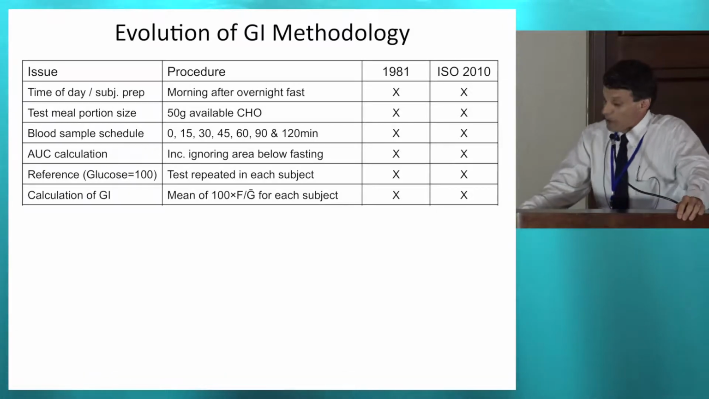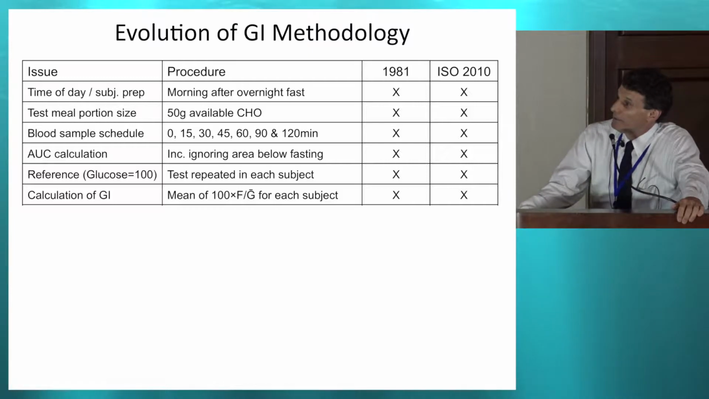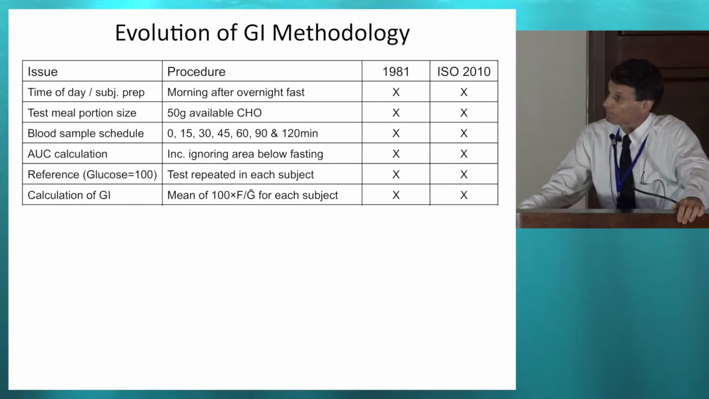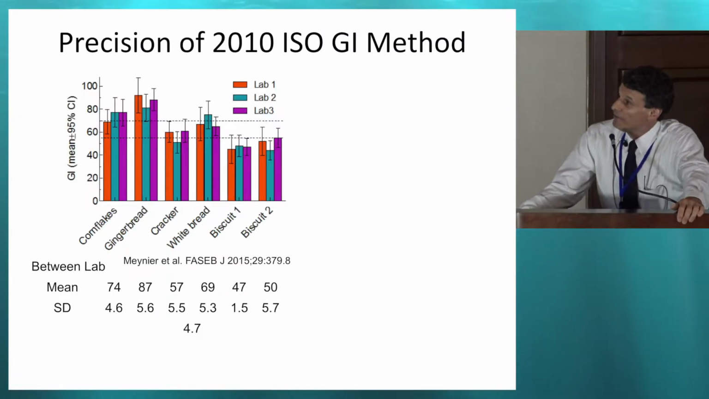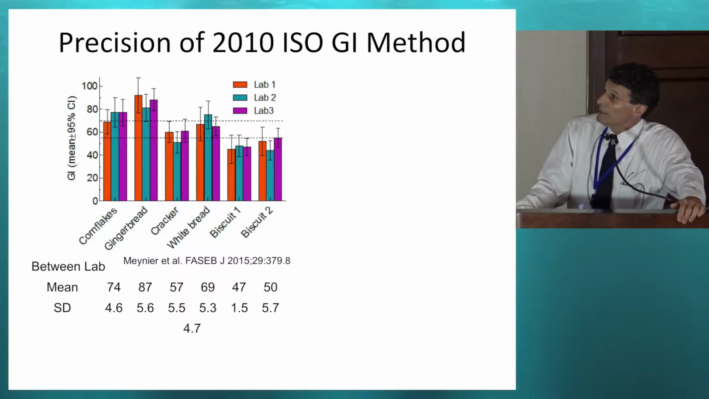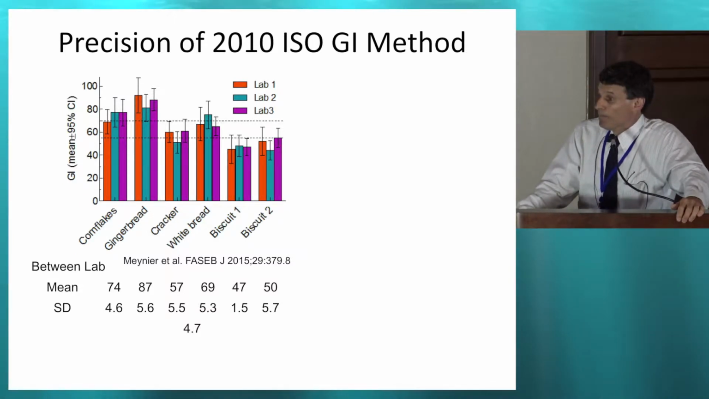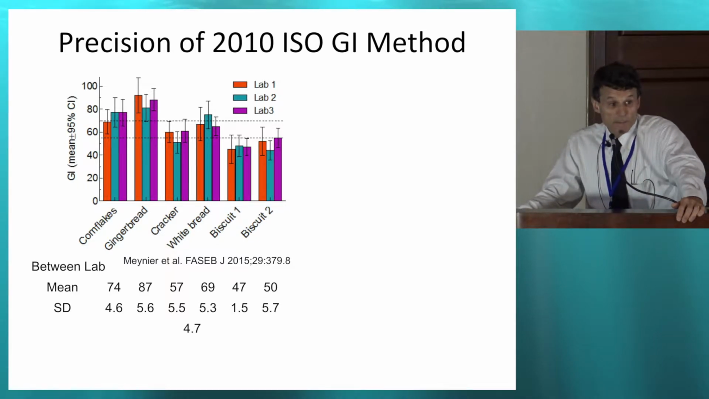Now, all of those 2 interlab studies use the original GI method from 1981. And we now have a new method, 2010, and the essential features of the method are the same in terms of morning amount of carbohydrate, the blood sampling schedule, area calculation, and so on. But the new method has several new procedures and criteria which are required to be met.